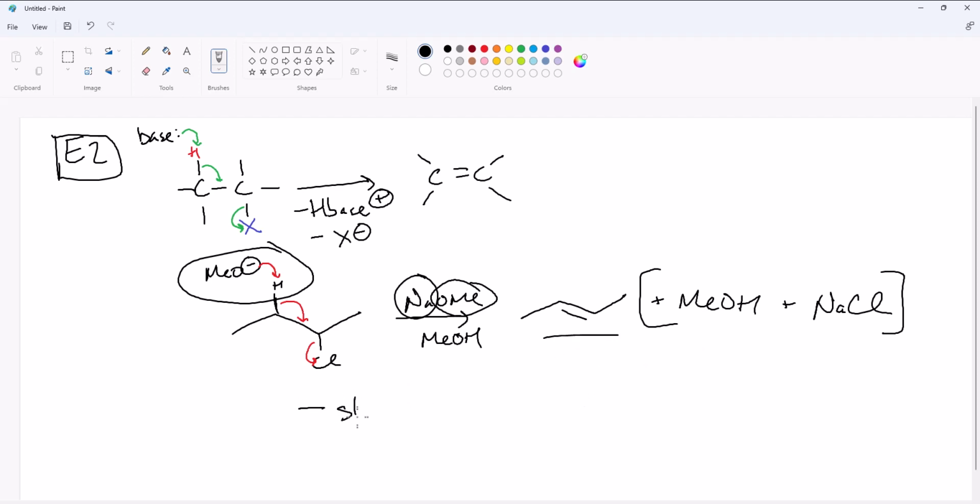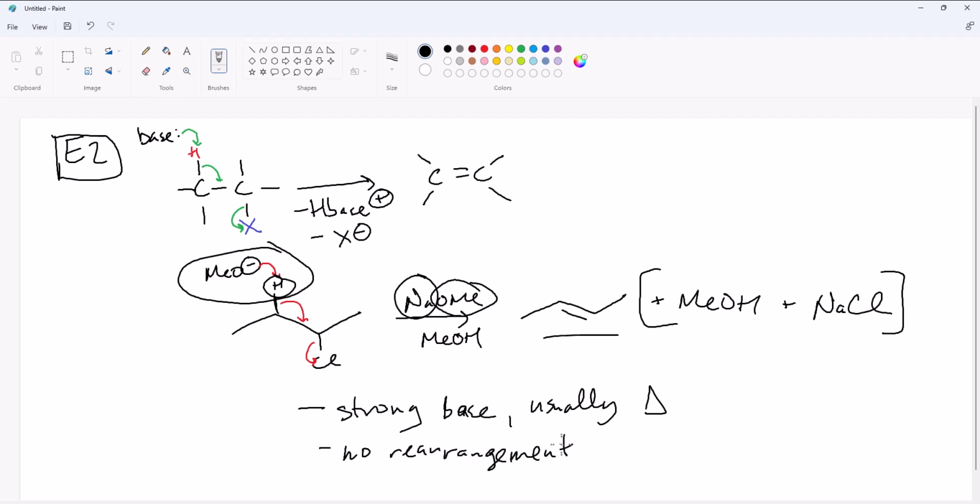Things to note about E2 reactions: they almost always require strong base, depending on the acidity of the proton that we're plucking off. It may not need to be such a strong base as methoxide, but in general, it requires a strong base. It usually requires heat, just like an E1 mechanism. And since this is a concerted mechanism, there's no possibility for rearrangement. There is no carbocation formed, so there is no possibility for rearrangement. And it does follow Zaitsev's rule, so we are still going to pluck off the hydrogen that makes the more substituted product.